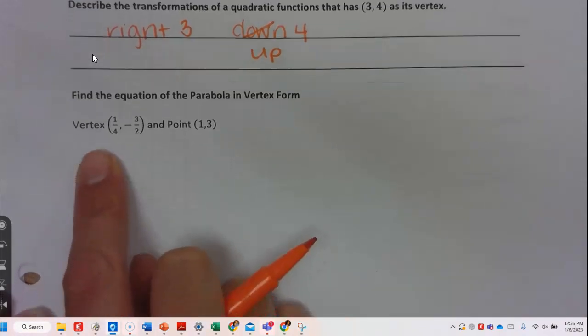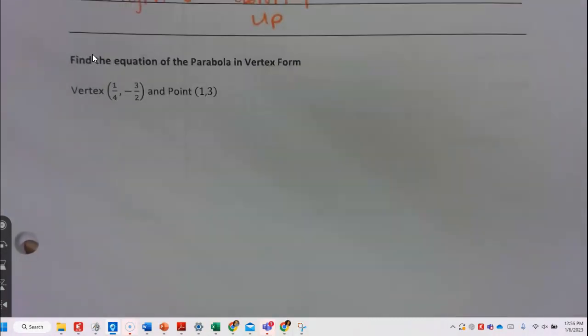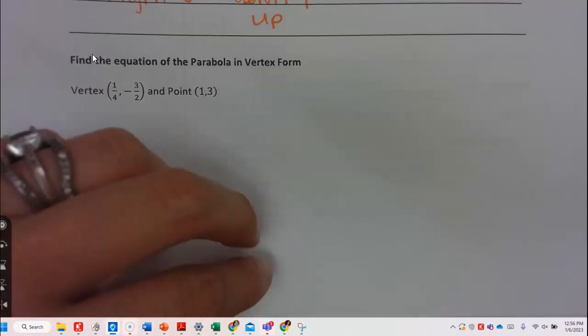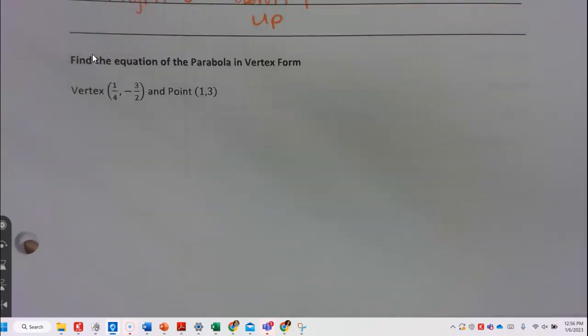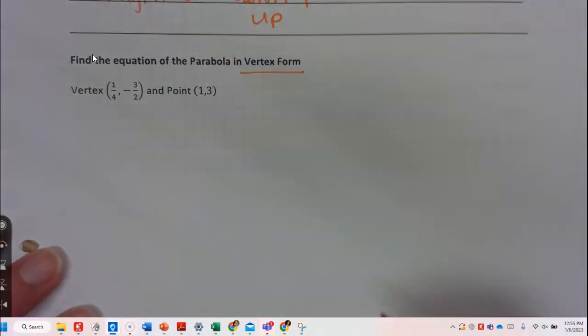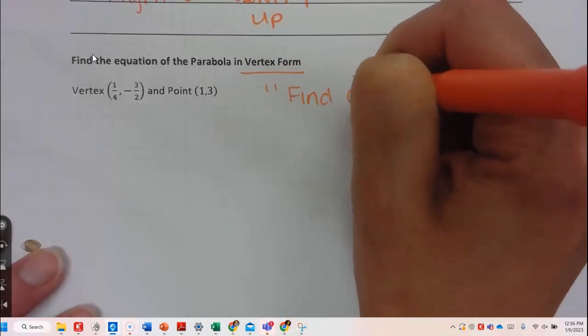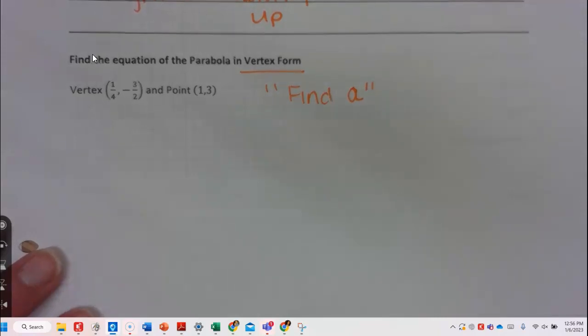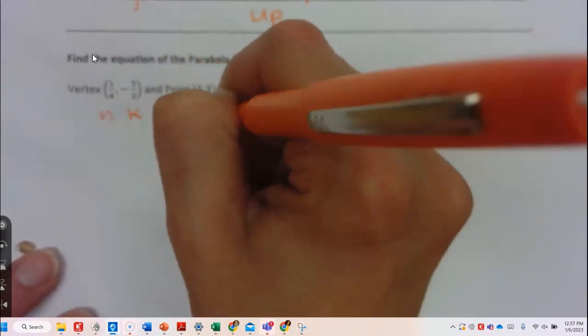All right. The vertex is 1, 4, and the H value is going to tell me my movement to the right. The K value is going to tell me your movement down. The point is another point on my graph. So in order to get this into vertex form, I need to find my A. So I know H, I know K, and I can use X and Y.